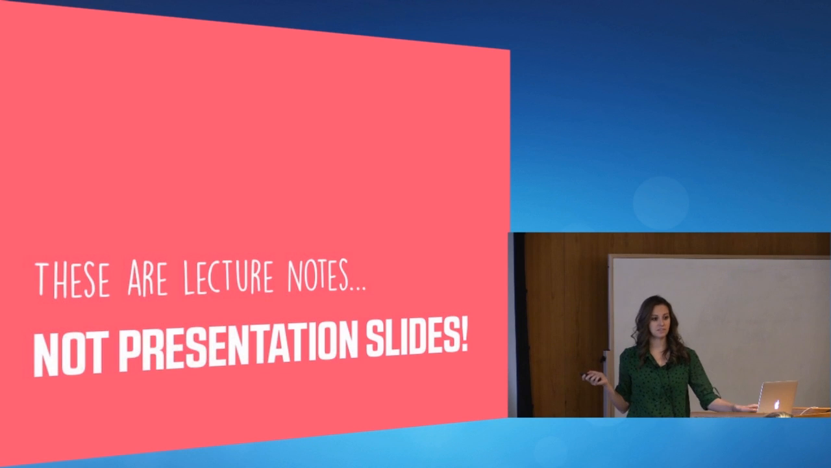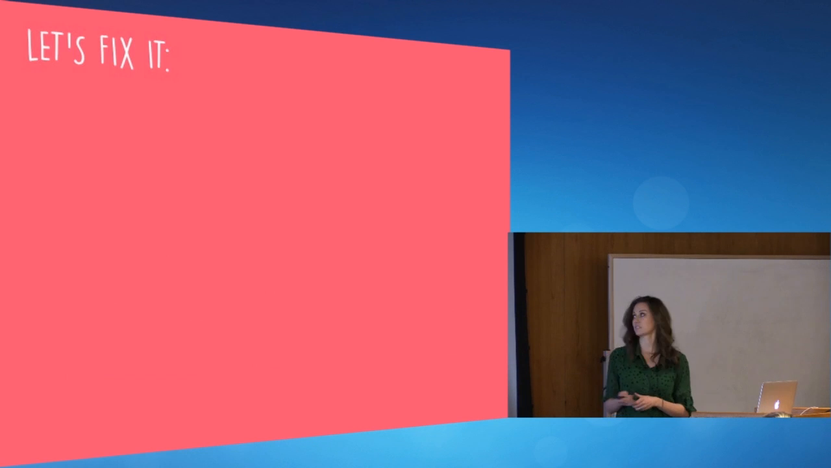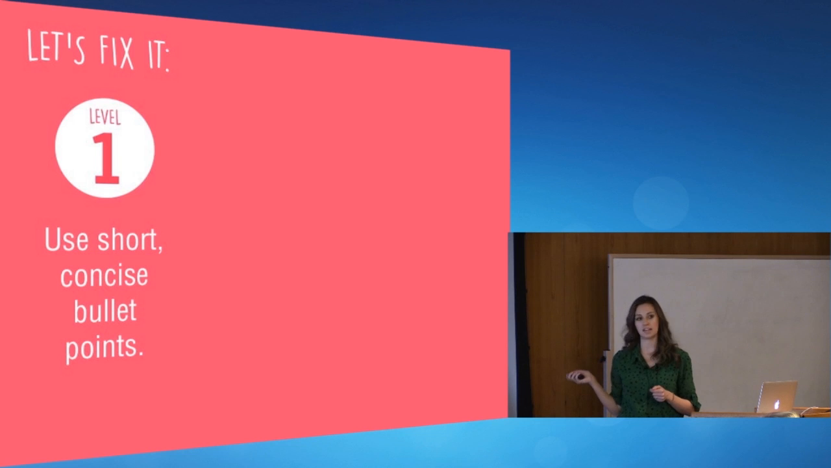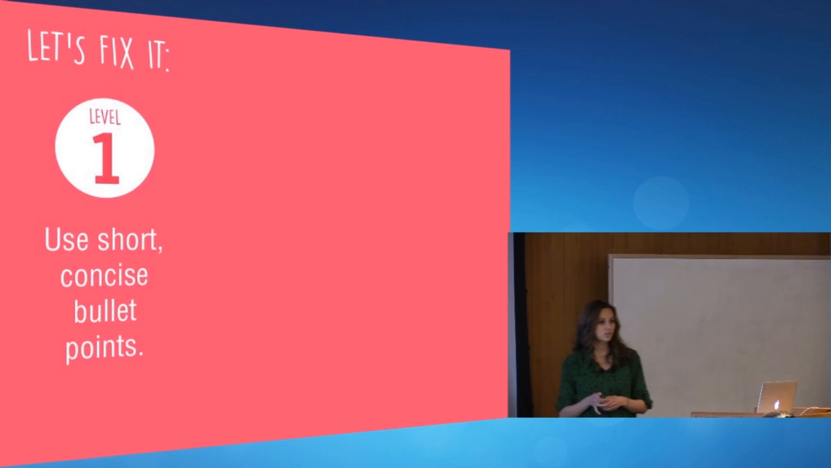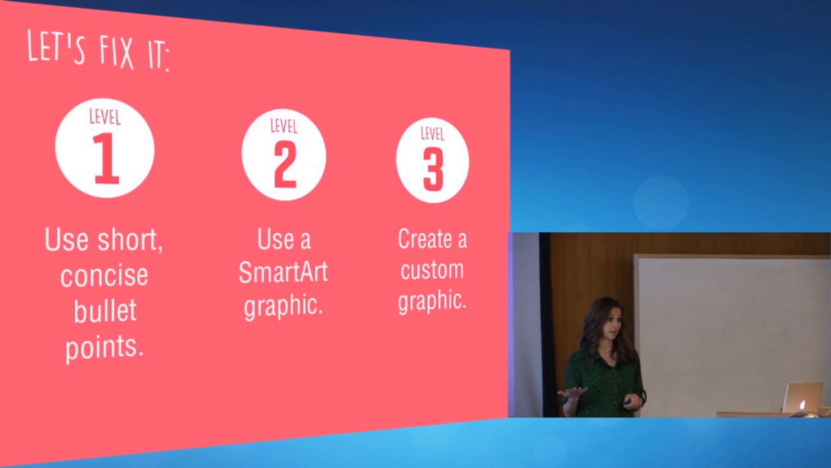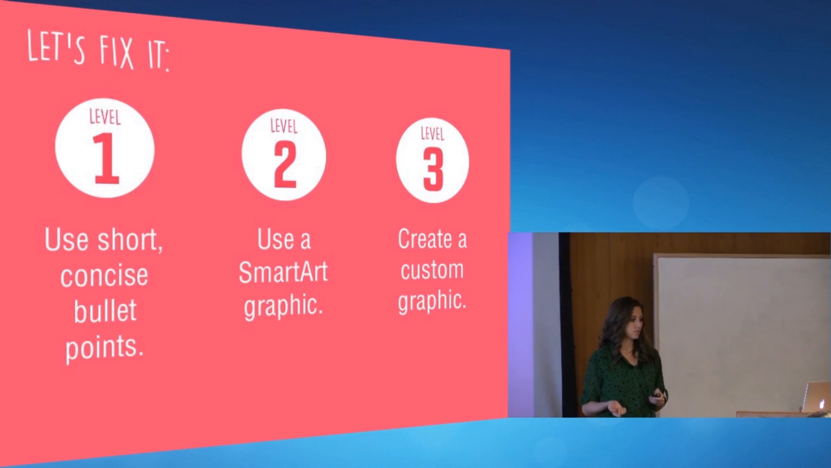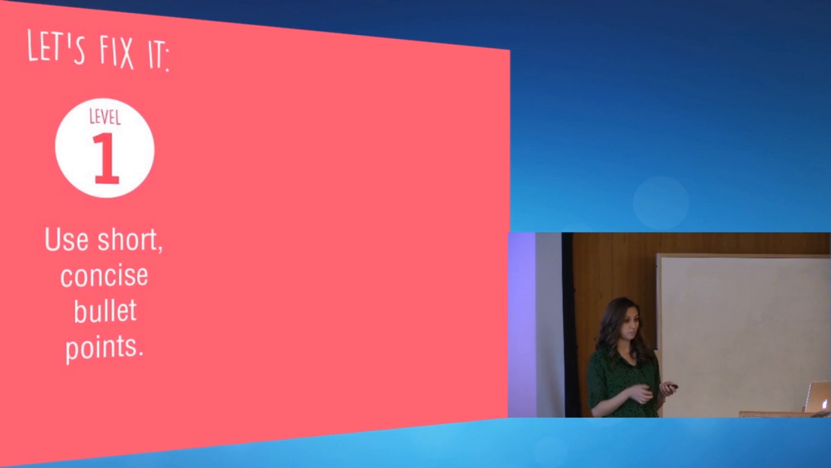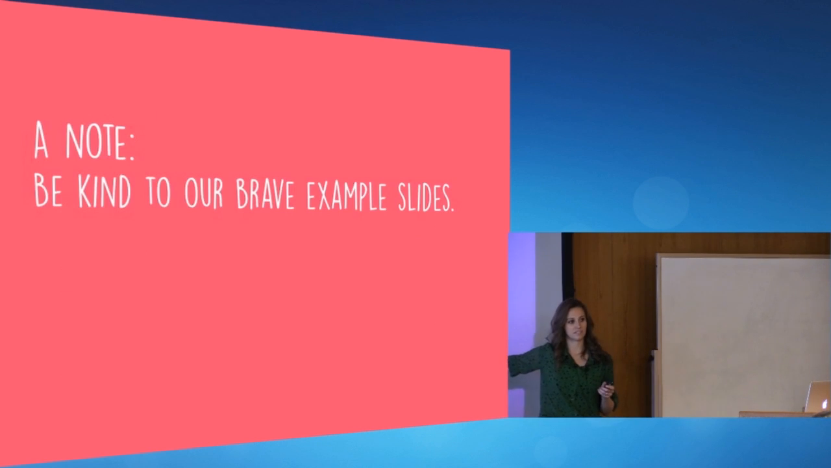So let's fix it. Let's figure out what's an easy way to make this work. A level 1 fix is going to be to use short, concise bullet points. Level 2 is going to be to use a SmartArt graphic, and then finally it would be to create a custom graphic on your own. So starting with a short, concise bullet point, I'm going to go through an example for each of these different fixes. And I wanted to start with a little preface.